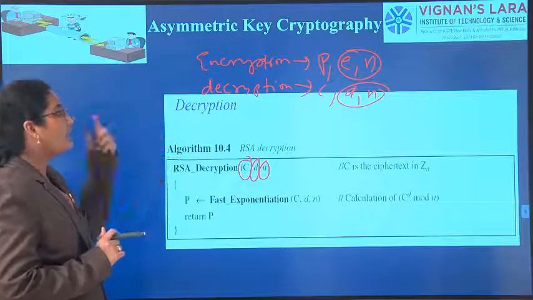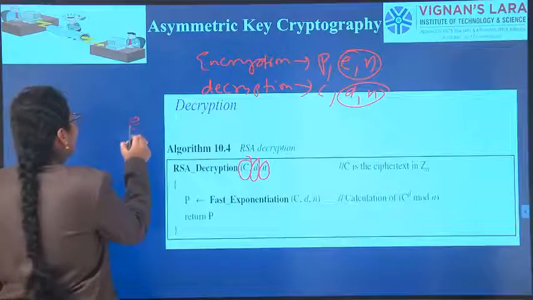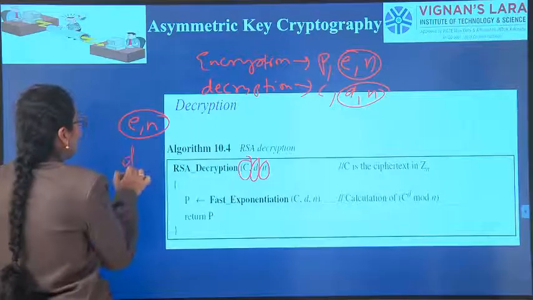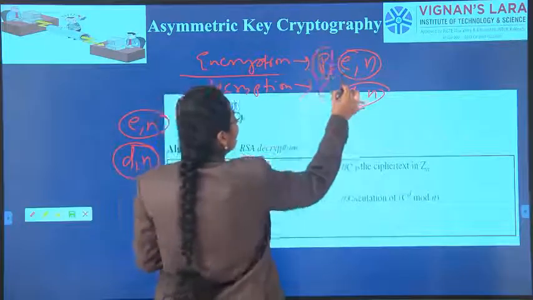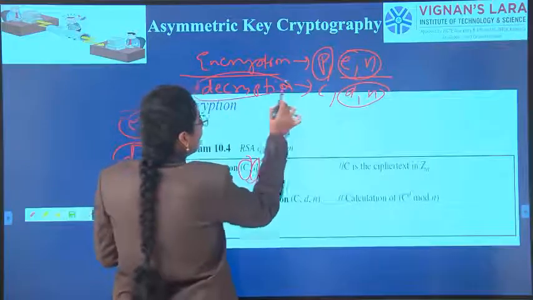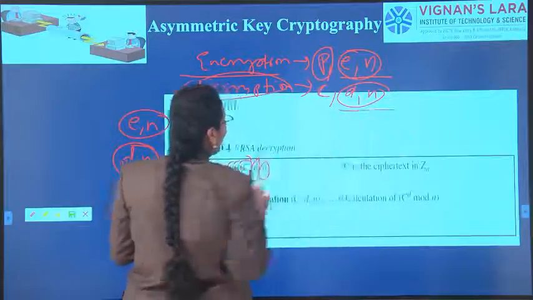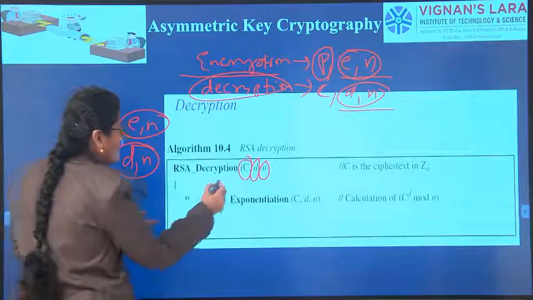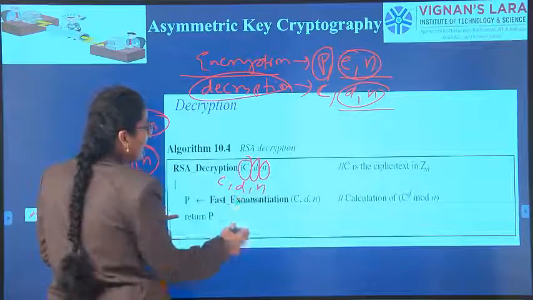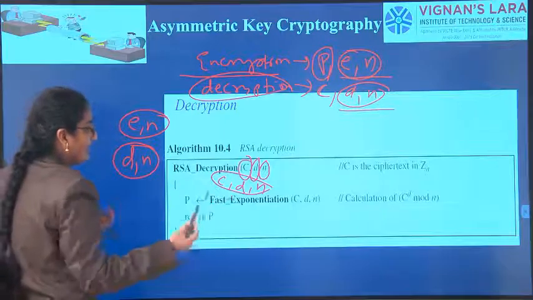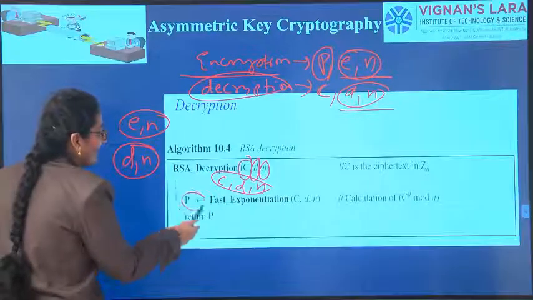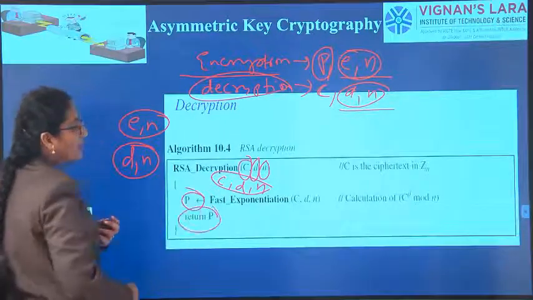So as I told you before, what is the public key? E comma N is the public key. D comma N is the private key. For encryption we need plain text and the public key. For decryption we need ciphertext and the private key. So what is happening here? We want the C value, D value, N value. This we already calculated in key generation. By having those values we can calculate P and return P as the output.